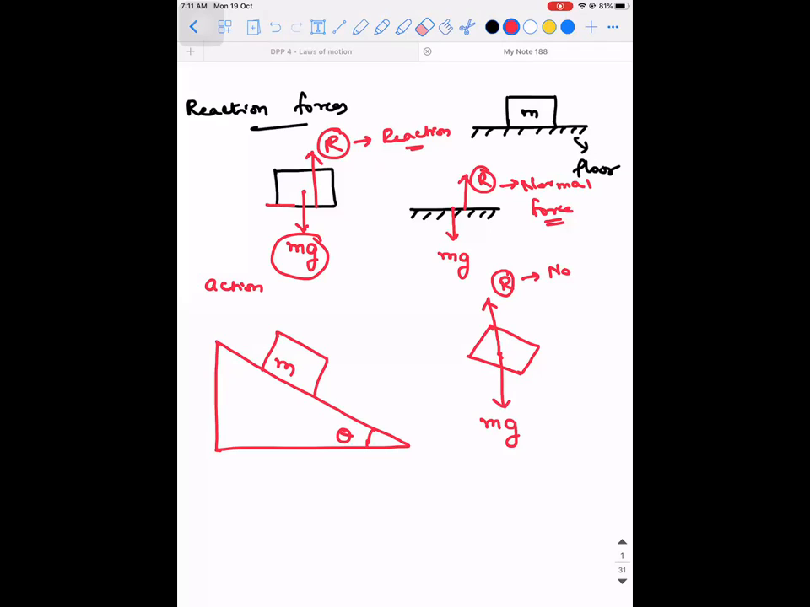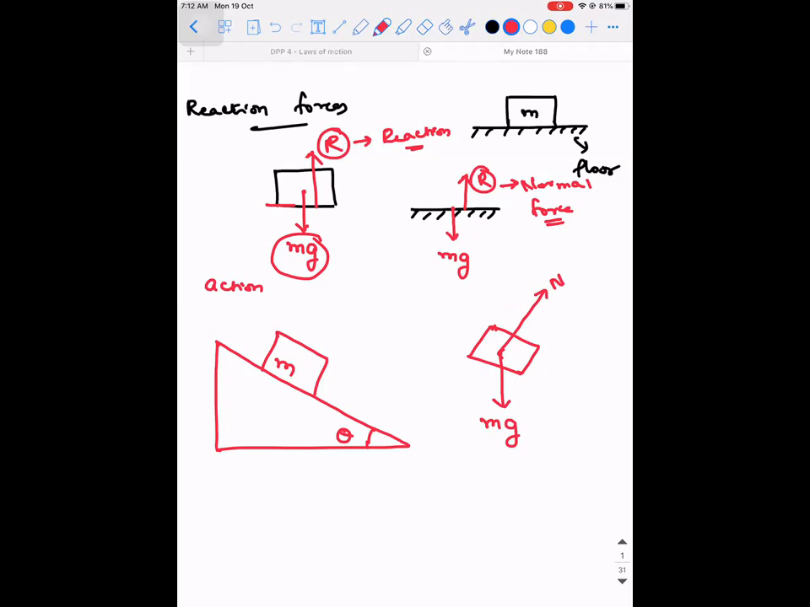Normal force should be perpendicular to what? Normal means perpendicular, as we also use in ray optics. My question is, it should be normal to what? It should be perpendicular to the surface of contact. If you observe, this force is not perpendicular to the surface of contact. Rather, this one is called the normal force.